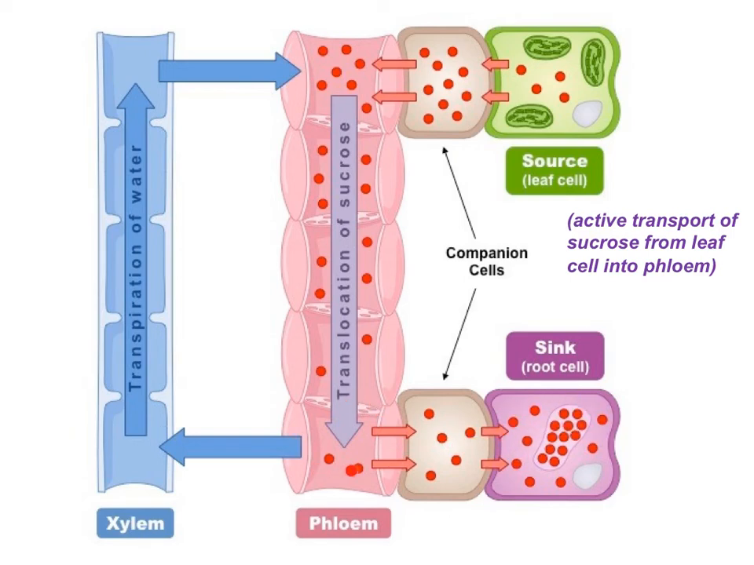And so because there's a lower concentration of sugars here, water will leave the phloem and enter the xylem again and be able to travel up the xylem. So both the processes of transpiration and translocation of sugars are tied together.